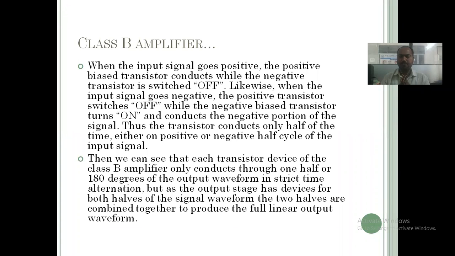But as the output stage has devices for both halves of the signal waveform, the two halves are combined together to produce the full linear output waveform. What it indicates is that when we apply the signal, it has a positive and negative half cycle. Whatever the output, we don't require only the positive or only the negative half cycle.